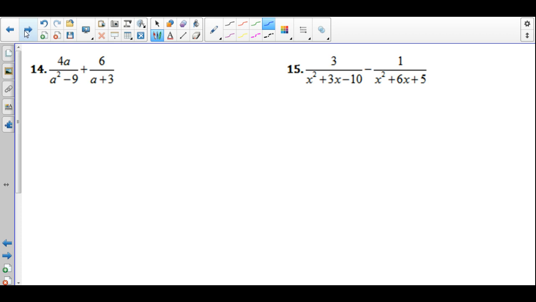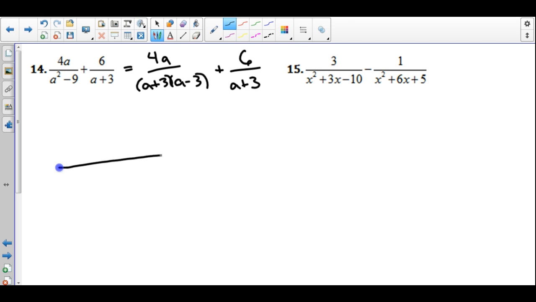Alright, next one. I'm going to be adding, but we'll need to factor again first. So this first one, I'm going to factor on the denominator. I'll keep the numerator the same. Denominator is going to be a plus 3 times a minus 3, plus, and then leave the second side the same. So looks like my common denominator is going to have the a plus 3 and a minus 3. So the good news is that I won't have to multiply anything by the first one because it already has that common denominator. But the 6 will need to be multiplied by something in order to look like this.